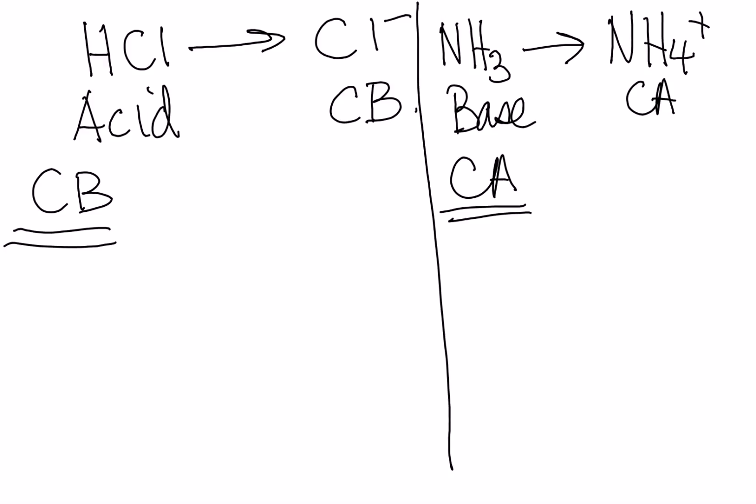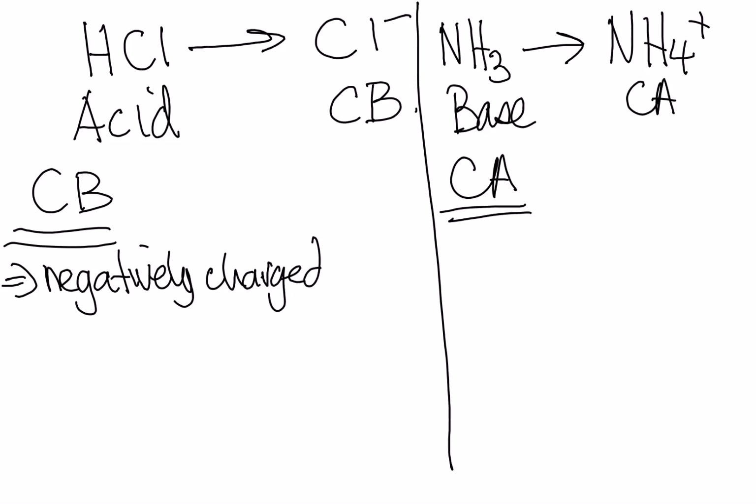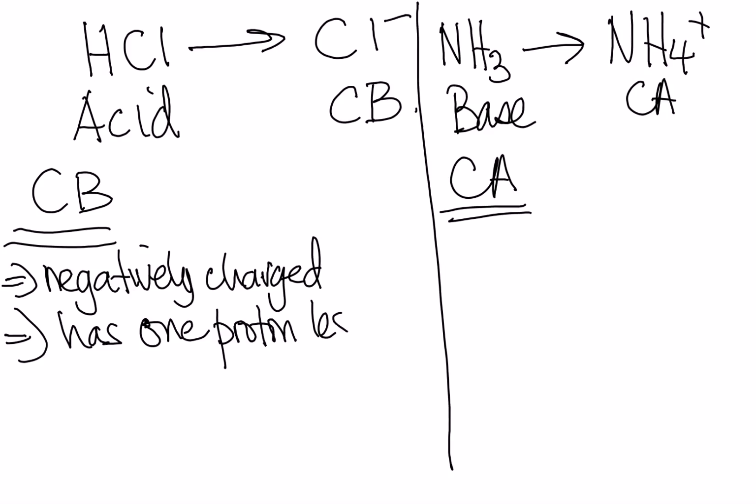Okay, let's look at the relationship between an acid and a conjugate base. So HCl is an acid, it donated a proton, and it became Cl- as our conjugate base. So our conjugate base is negatively charged. These are some of the things I want you to study when you review. It is negatively charged. It has one proton less than where it came from. And the next one, what about the charge? This was 0, so the charge went down by 1.